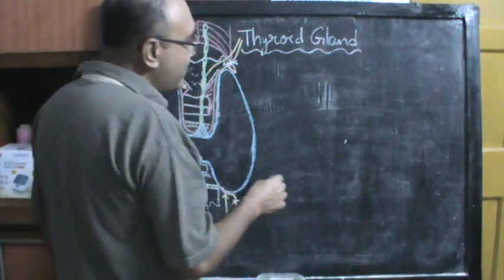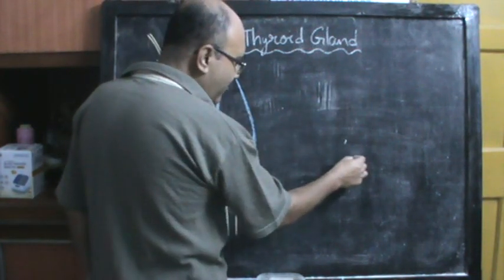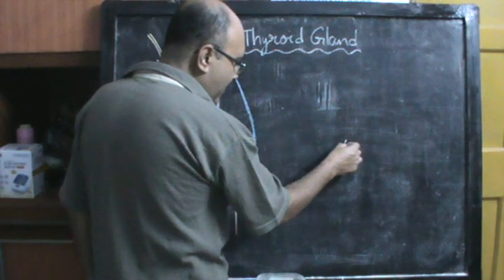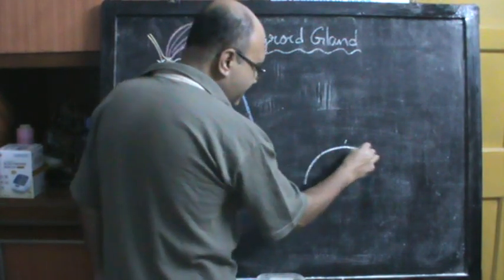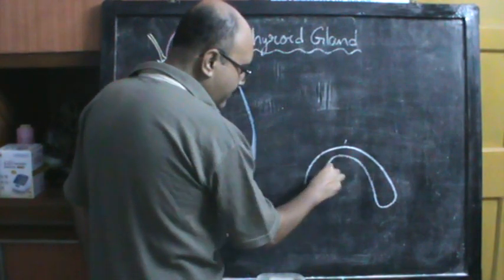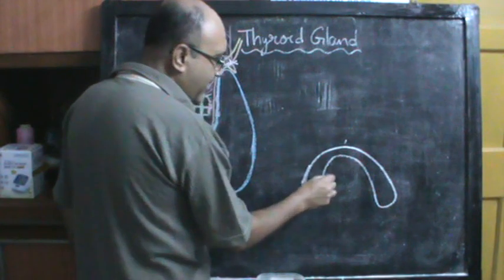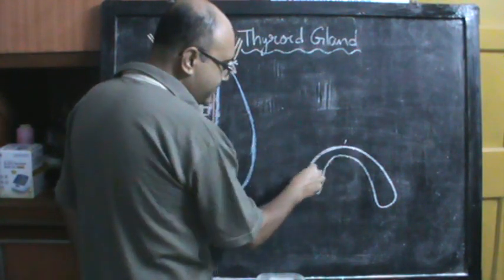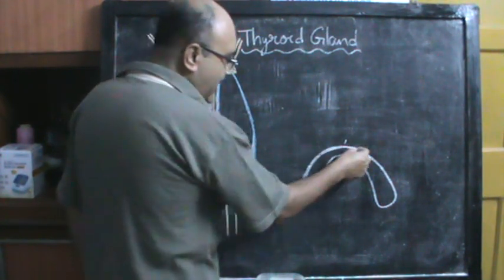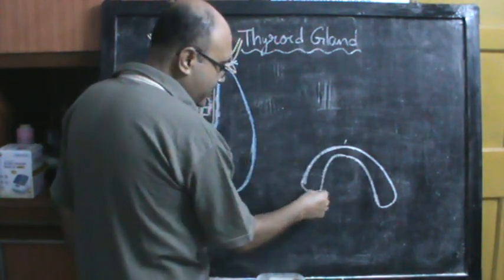Now to get all these things in perspective, we have to draw a transverse section of the neck. Now how are you going to do that? Suppose first you draw the thyroid gland itself. Now if you have drawn the thyroid gland itself, it would look somewhat like this. So this is the section of the thyroid gland, and over here is the isthmus, and on the two sides are the two lateral lobes.